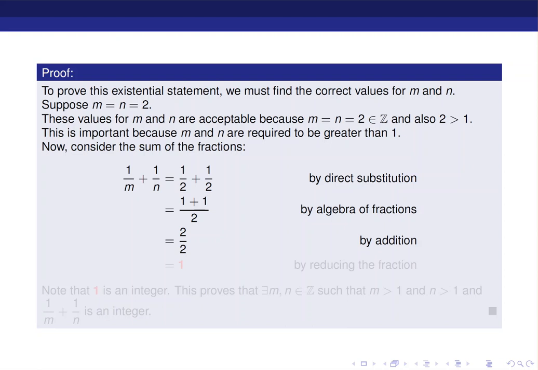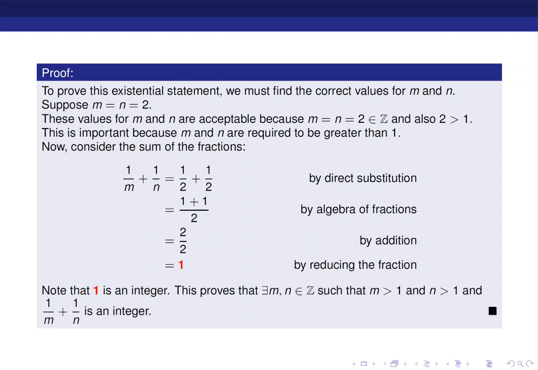1 plus 1 is 2, and we divide to get 1. Now keep in mind that the 1 is an integer, and that's what we want to prove. We want to prove that the sum of 1 over m plus 1 over n is in fact an integer. Since we were able to do that, that means that 1 over m plus 1 over n is in fact an integer when the choices for m and n are both 2 and 2. And that indicates the end of the proof. So we put a square at the end to signify the end of the proof.